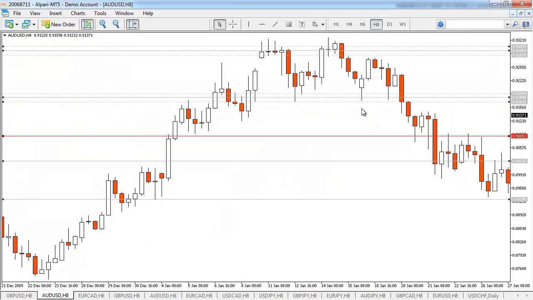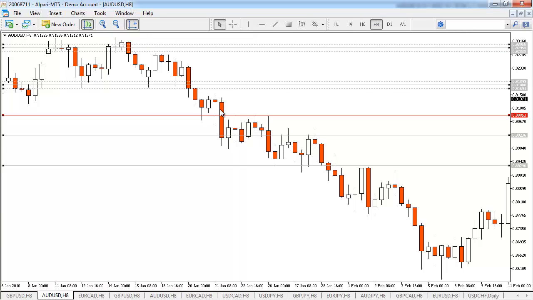It's getting a little tough on the daily. Just switch to the 8-hour. We'll get a little more price action information on the 8-hour. See price bounce there, on its way down, bounce there before breaking through.